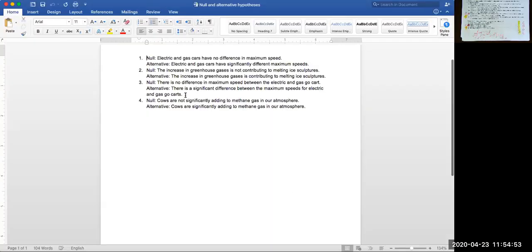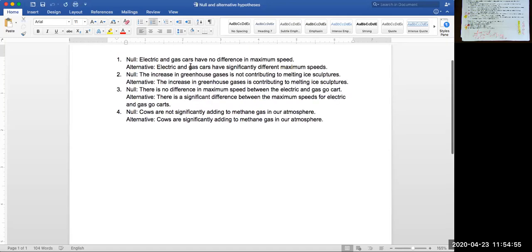Okay, so this one: electric cars have no difference in maximum speed. Electric cars have significantly different maximum speeds. That's good. Two-tailed tests. I wouldn't use "significantly" here because we save that for special instances, but that's legal speak.